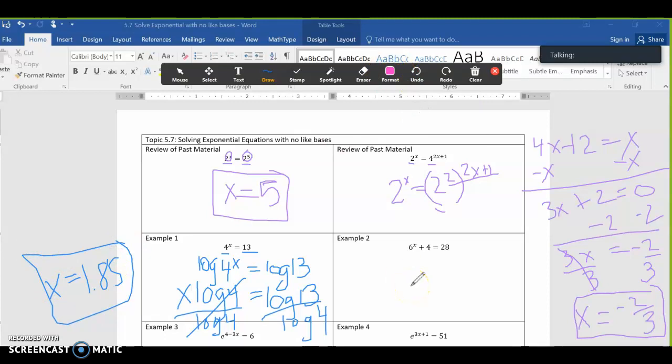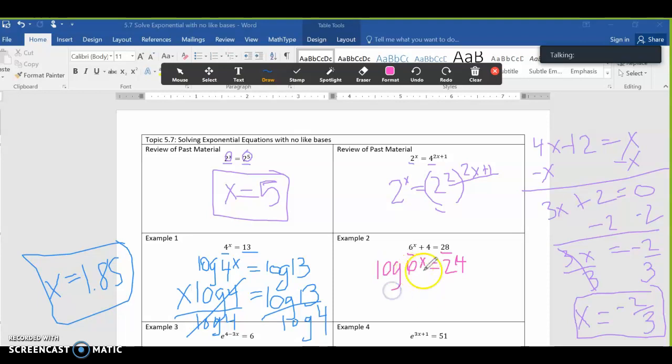So for example 2, we have an exponential plus 4 is equal to 28. So we have to somehow get rid of this 4. I just have 2 terms on the left side. So I'm going to subtract 4 from both sides. So 6 to the x power is equal to 24. So now that I have one term on each side, and I can't make the bases the same, I'm going to take the log of both sides.